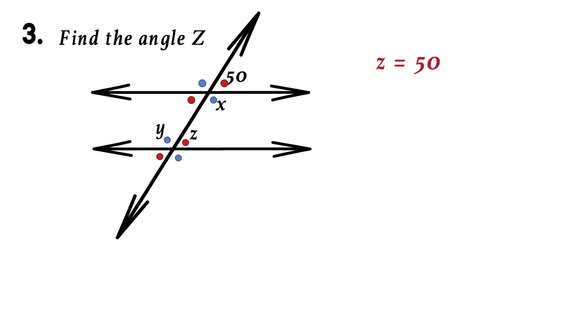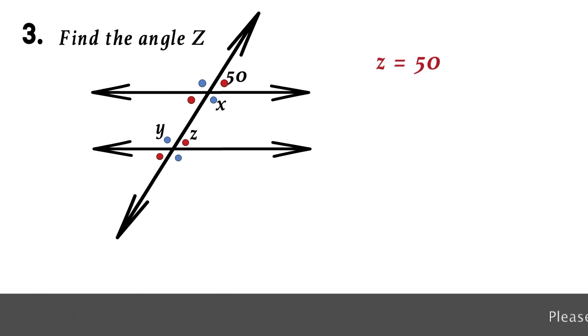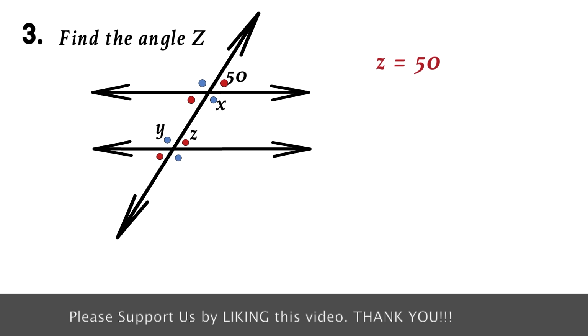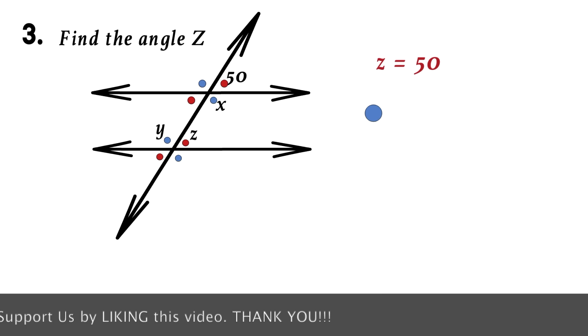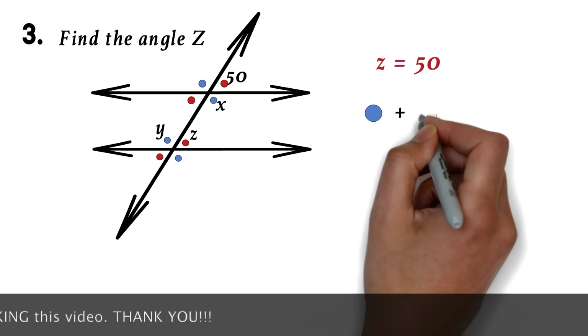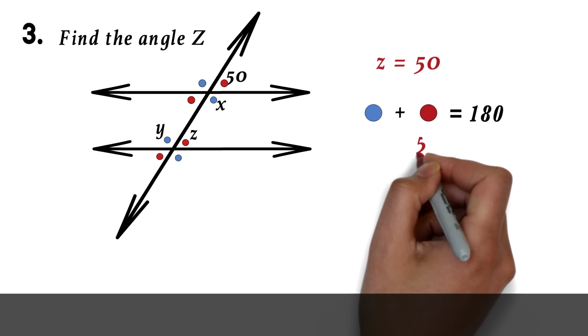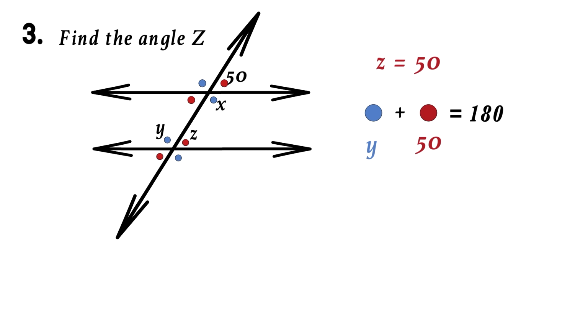Please, this is only used when you are working with parallel lines. This question doesn't ask you to find y, but let's look at how you'll go about it. To solve for y, all you need to remember is a blue dot, or however you represented it, plus a red dot adds up to 180. We know the red dot is 50, and also y is a blue dot. So we have 50 plus y equals 180. We solve for y. One-step equation.